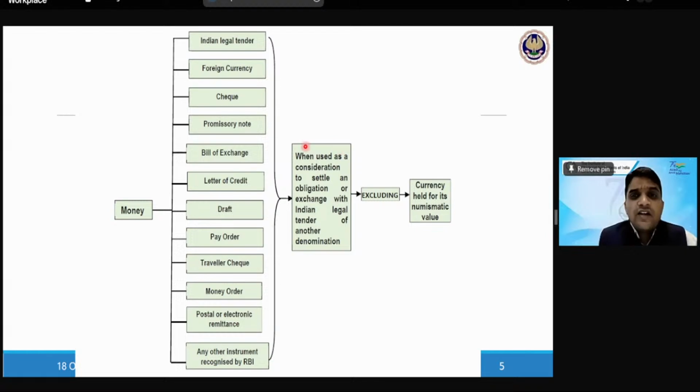Now, there is a new thing called cryptocurrency. So is crypto, I buy services from you and pay you in crypto. So is it treated as money?